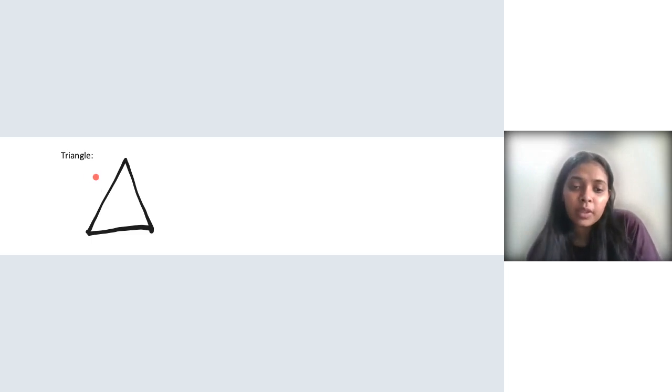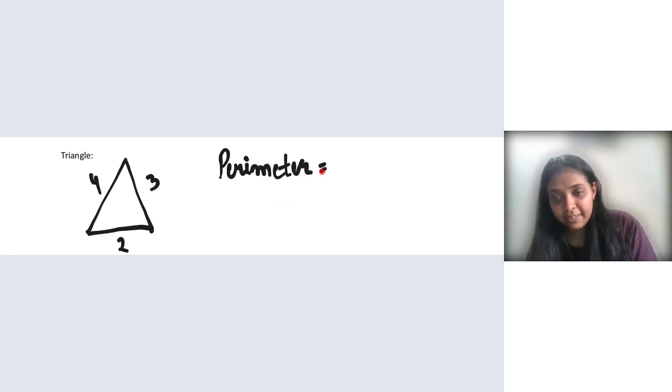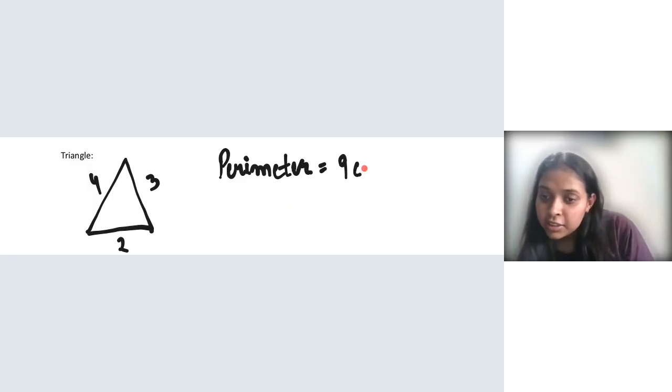So if this is 4, this is 3, this is 2. Right? It is a triangle. I add all of these. So what will I get as a perimeter? Tell me. 9. Very good. 9. Okay. 9 centimeter or centimeter square? 9 centimeter. Very good.